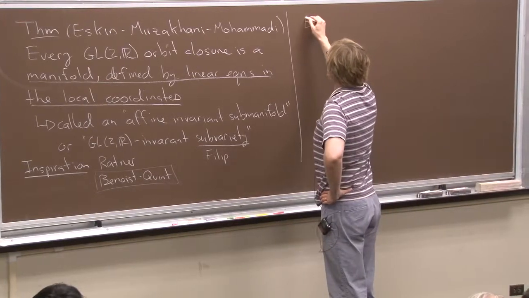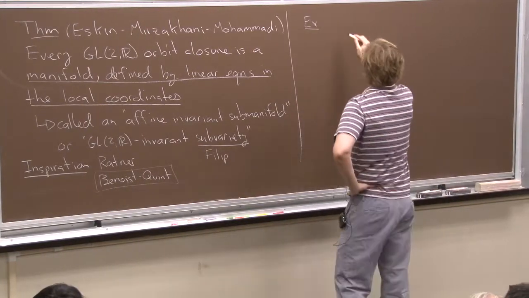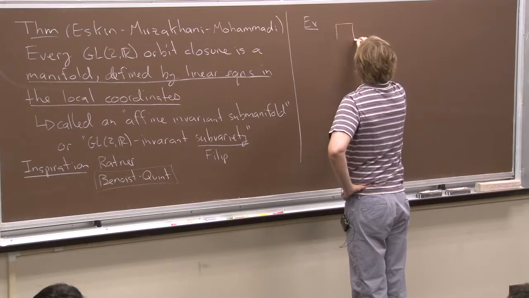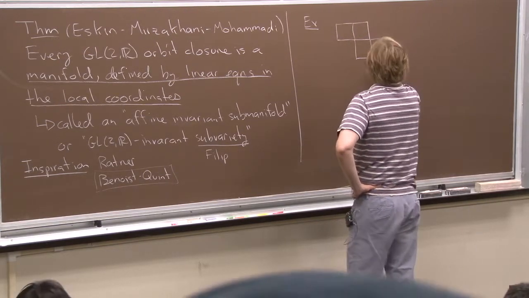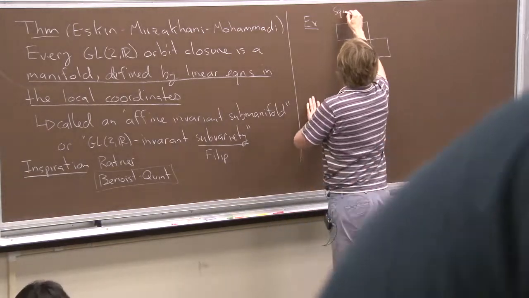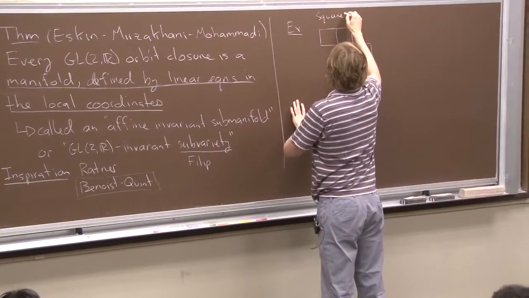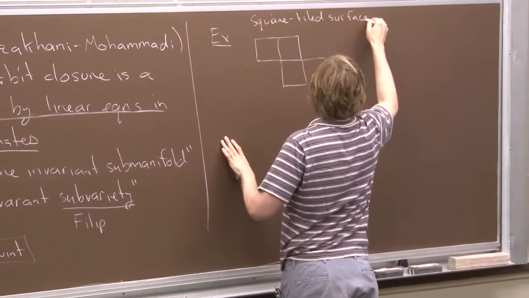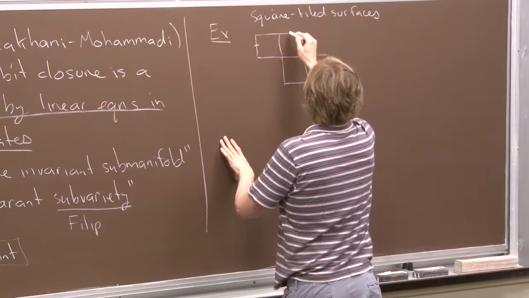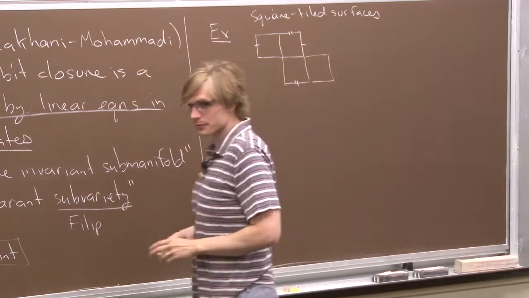On to an example. So let's look at one of these square-tiled surfaces. The example is square-tiled surfaces. Just identify opposite sides here.